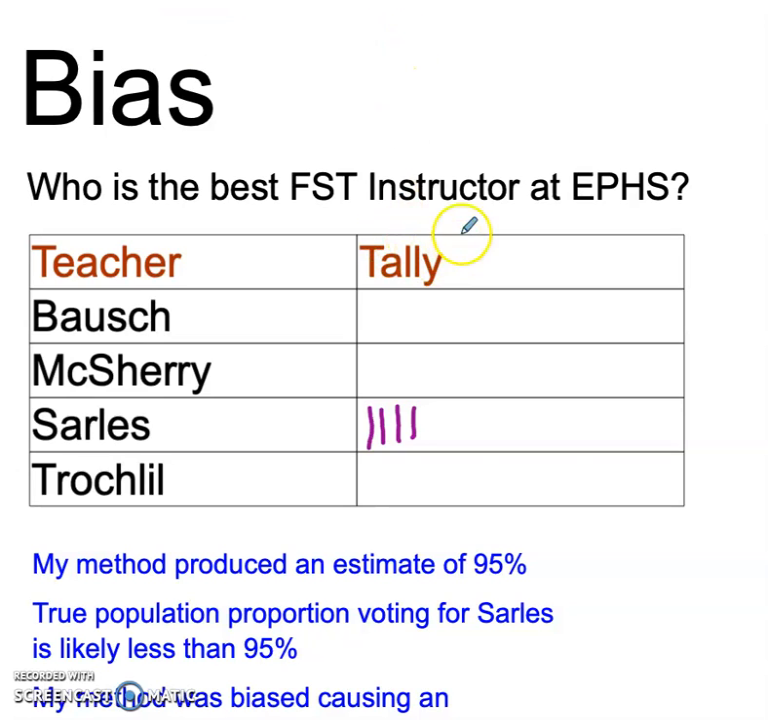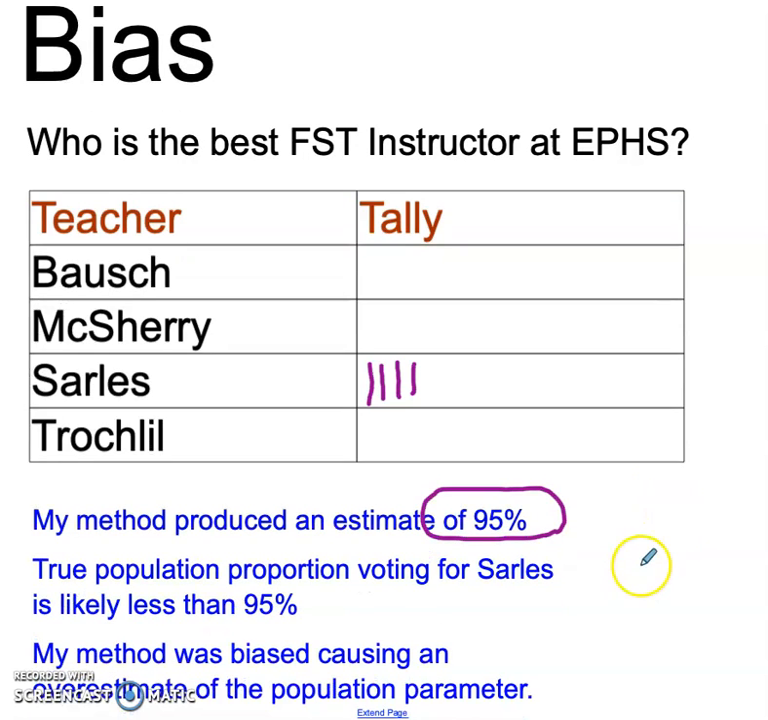Continue on in this manner. I get an estimate that 95% of the kids think Mr. Sarles is the best FST instructor at Eden Prairie High School. Well, is that 95% actually accurate? Probably not. The true population voting for Mr. Sarles is probably less than 95%. The method I used was biased, causing an overestimate of the population parameter.